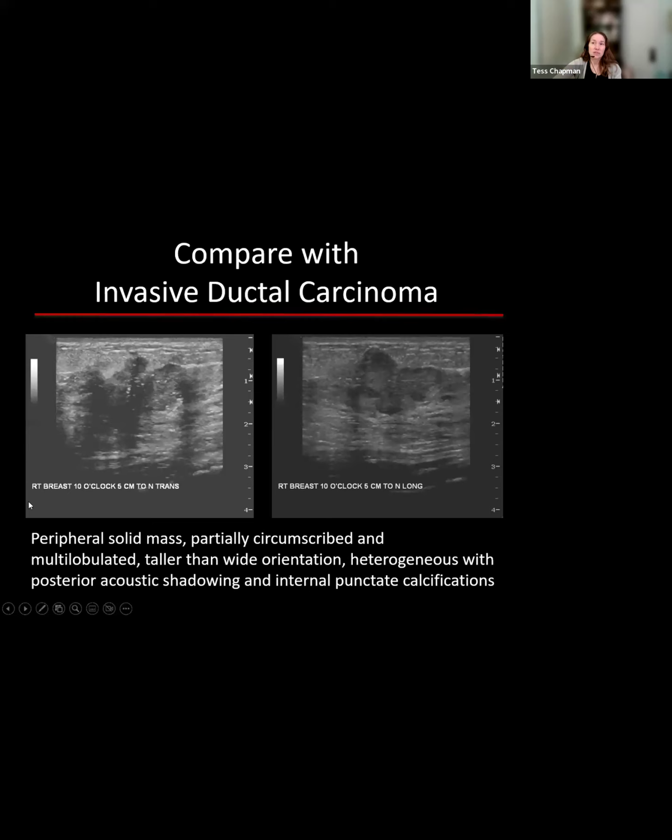This is an invasive ductal carcinoma, and what we see is a peripheral solid mass in the breast. It's partially circumscribed, it's multilobulated, it's taller than it is wide, so it's got an anti-parallel configuration. It has heterogeneity internally, posterior acoustic shadowing, and it has little internal punctate calcifications. This is bad news. This is very ugly, and this is in fact an invasive ductal carcinoma.